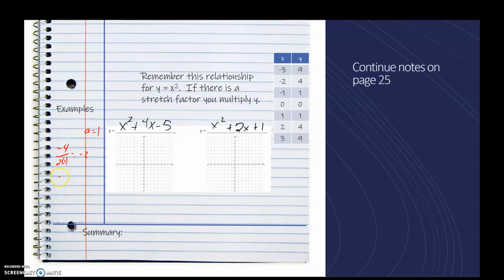Now what I'm going to do is plug that -2 into the equation. So it's going to be -2 squared plus 4 times -2 minus 5. That's 4 minus 8 minus 5. That's going to give me -4 minus 5, which is -9. So -2, -9 is my vertex. Then I'm going to come over here to my graph and plot that point, -2, -9, which actually goes just underneath here.